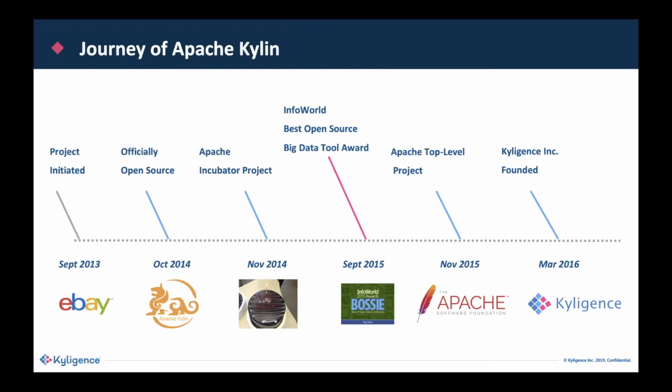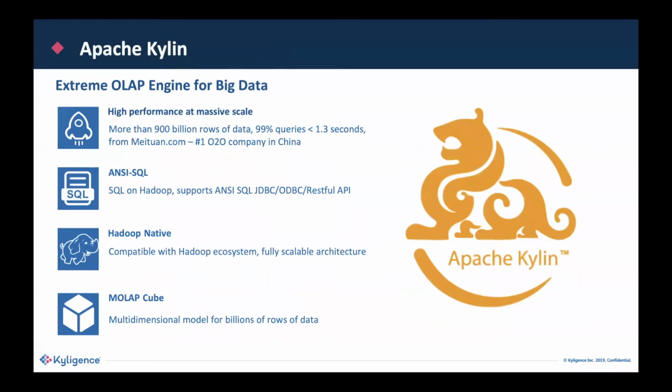Take a quick look at the history of Apache Kylin. It was first developed by eBay and later contributed to the Apache Foundation. After a period of incubation, it successfully graduated to an Apache top-level open source project. Later, the founding team created a company based on Apache Kylin, Kyligence, which is my company, to provide customers with a commercial version and services of Apache Kylin. Let's introduce some core features of Apache Kylin.